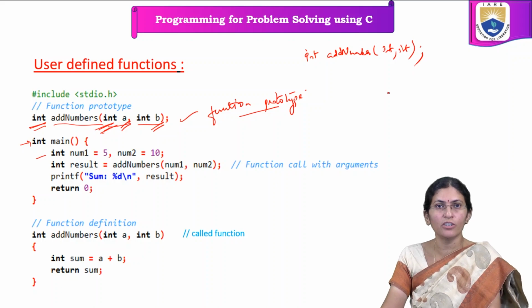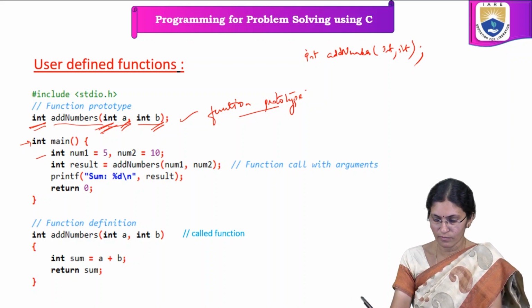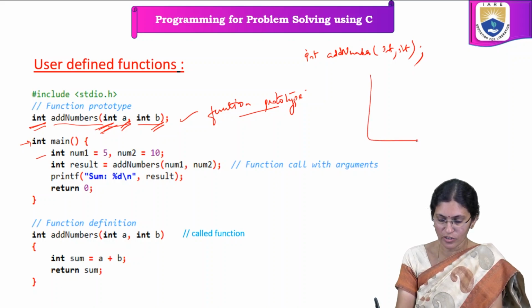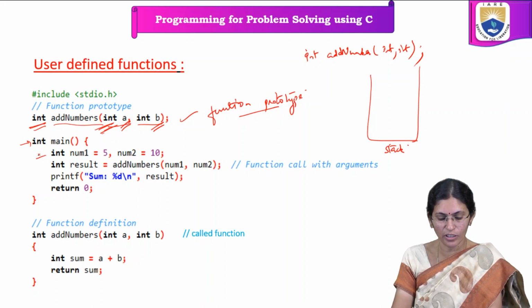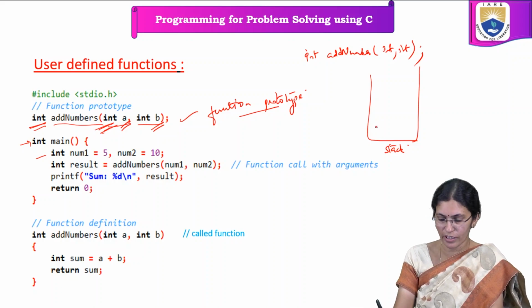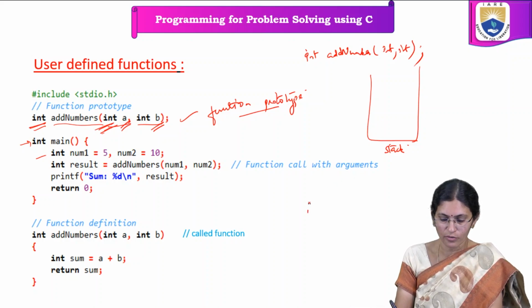Whenever we need to deal with functions, we need to understand the activation record. So what is an activation record? It is a stack. Whenever a function is called, the corresponding activation record is maintained in the stack. The activation record is an important concept with respect to functions. So what is an activation record?